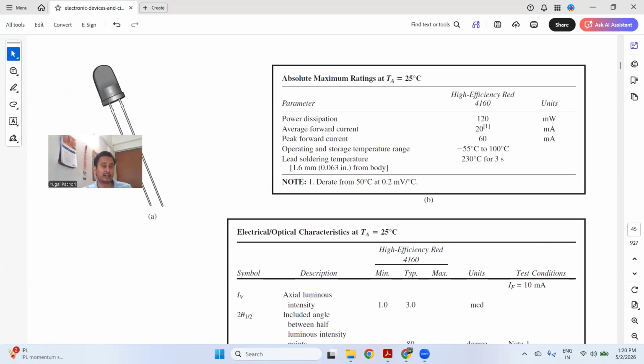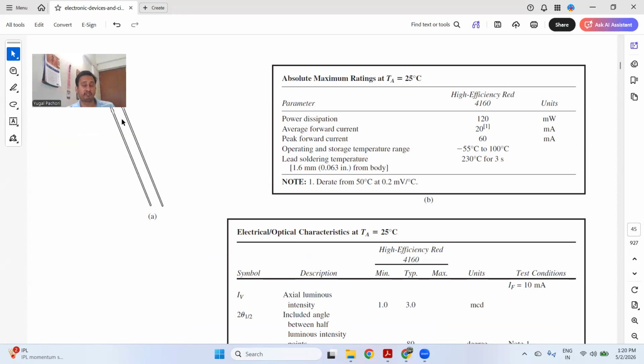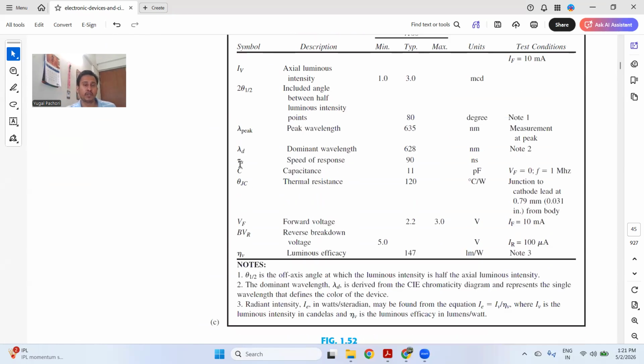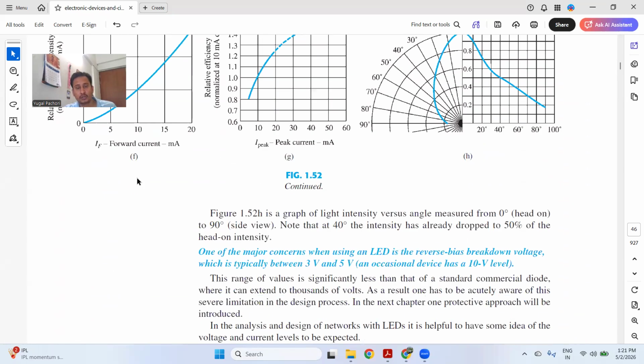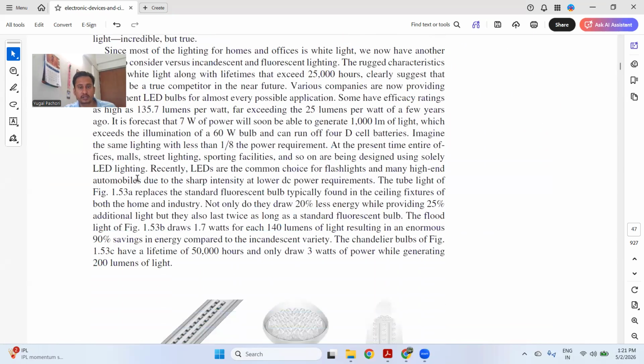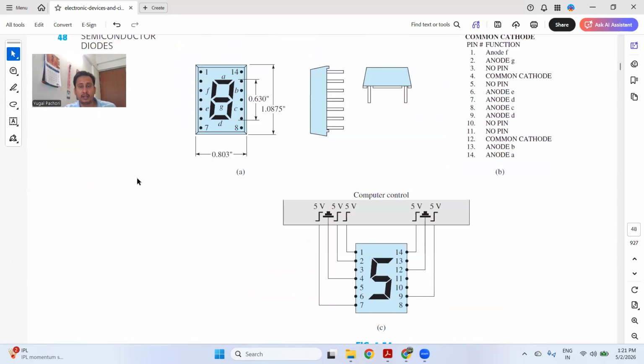And there is a multicolor LED as well. Suppose you use different types of material at the same place or junction, then you will have the multicolor LED also. You have seen in various electronic DJ systems and electronic lighting systems that LEDs are available. So I think that's it for today's discussion. We talked about the LED.